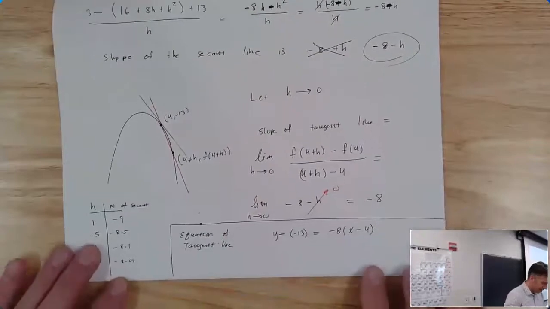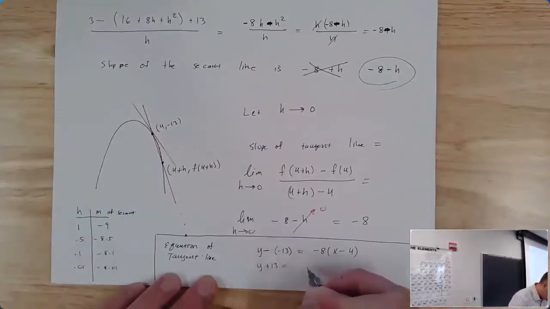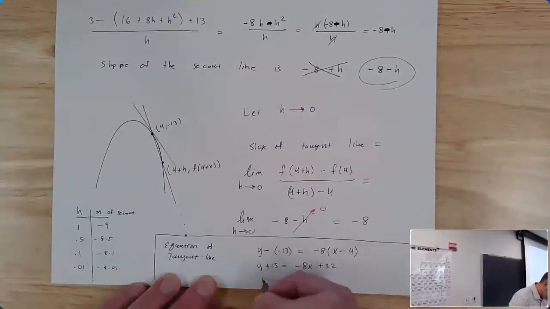And then you can go ahead and isolate y if you like. I've got y plus 13 equals -8x plus 32, and then subtract 13 from both sides. y equals -8x plus 19.